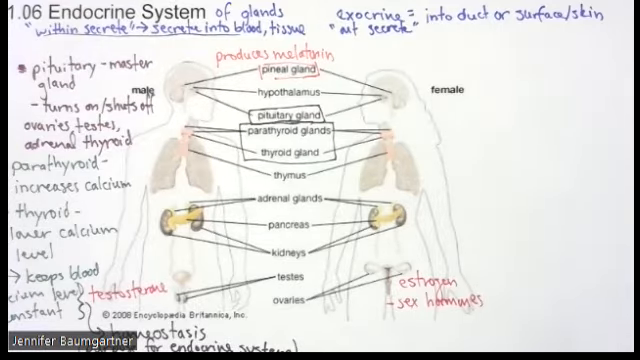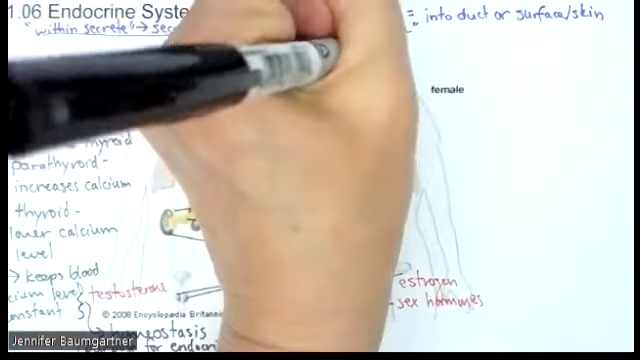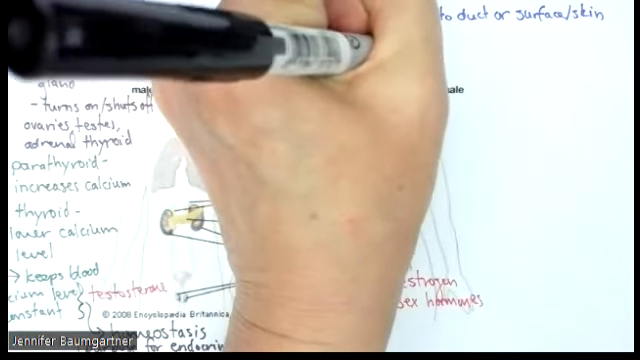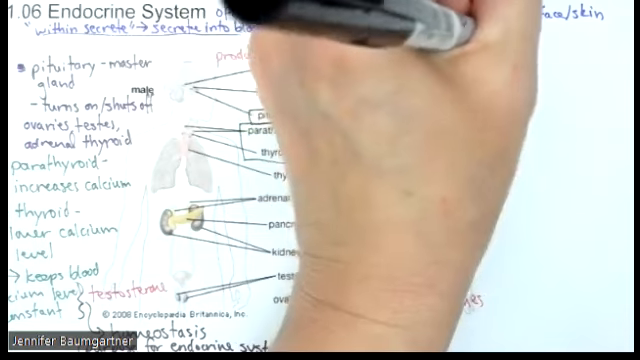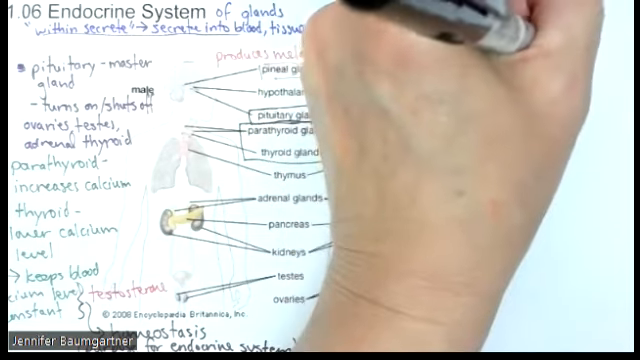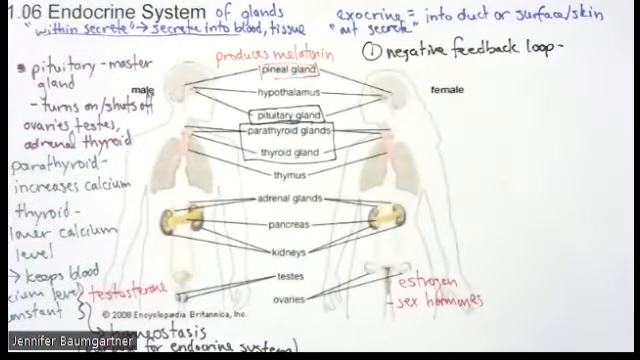But there's two different ways we can maintain homeostasis, and they're called feedback loops. So, number one is called a negative feedback loop. Over the course of this course, we're going to look at a couple of negative feedback loops.